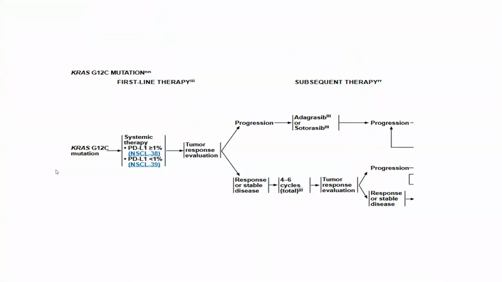The next is KRAS mutation. So the next in line is KRAS. It is the KRAS G12C mutation. And in this, first line therapy is not KRAS inhibitors. Generally, after prior treatment lines, we start with the KRAS inhibitors. So sotorasib and adagrasib, these are the two KRAS inhibitors that we have that we give on subsequent progression.